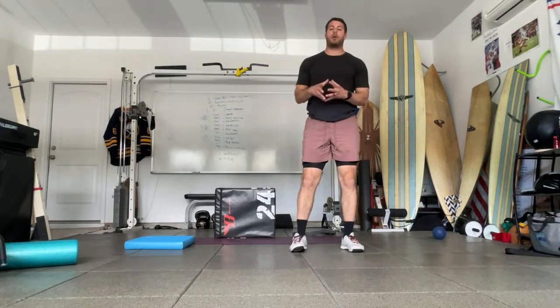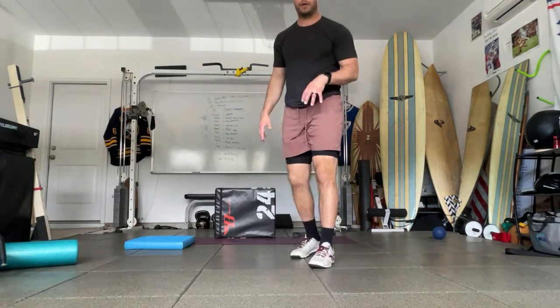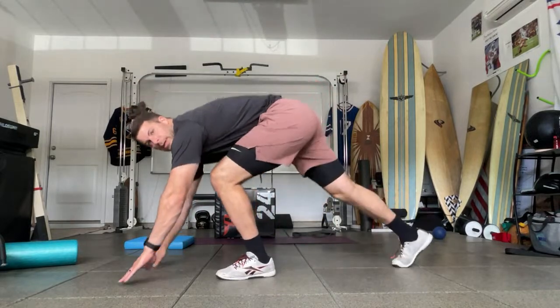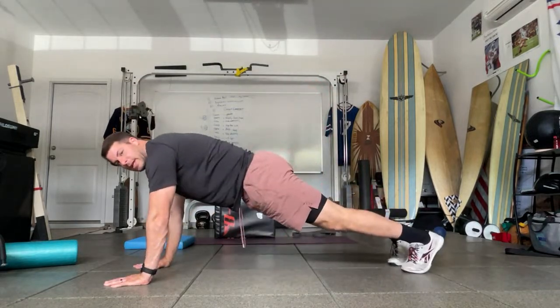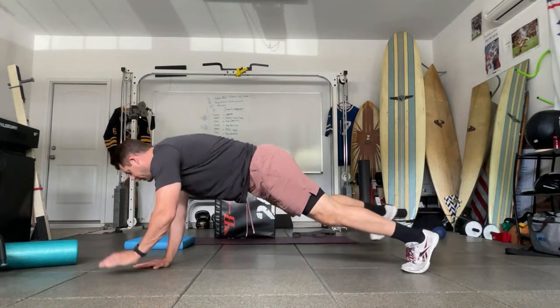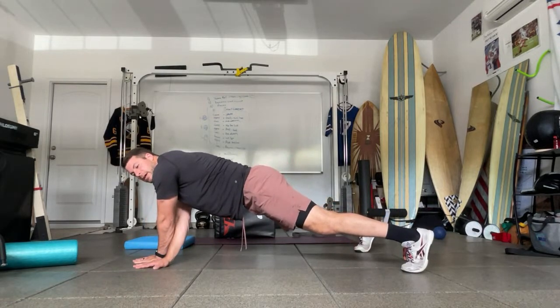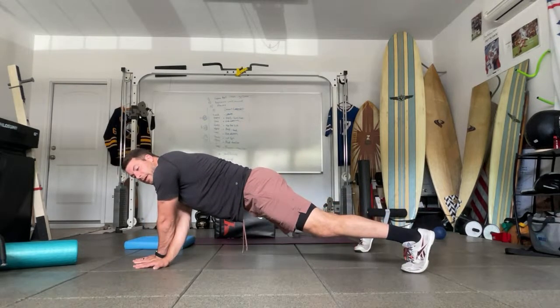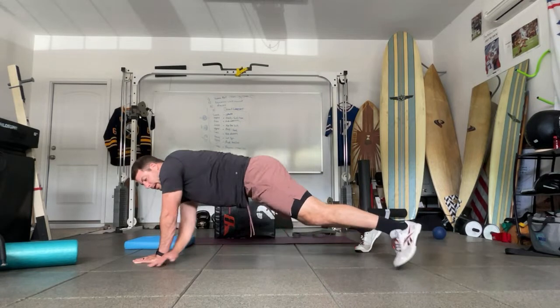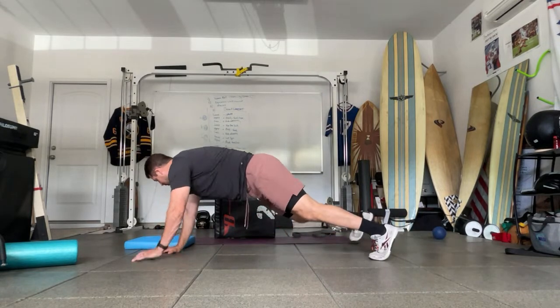Okay, now I'm gonna go to a lateral bear crawl. Okay, so I get in the push-up position, and then I'm gonna cross one arm over as I step to that side with the opposite foot in hand, and then opposite foot in hand.